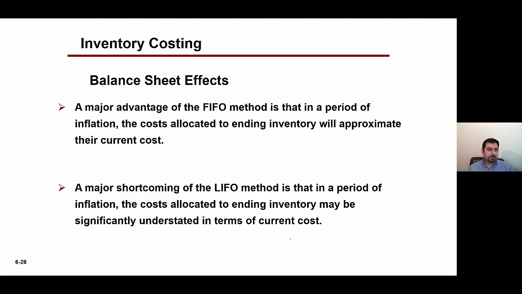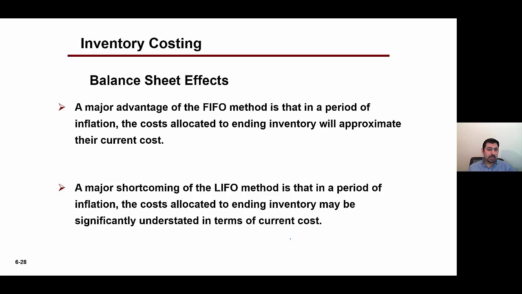Now we also have the balance sheet effect. As you remember, there are two accounts involved, depending on the method that is used. Those are the ending inventory and the cost of goods sold. The cost of goods sold is an expense, so it will affect the income statement. Ending inventory is a balance sheet element, and it will affect the balance sheet.